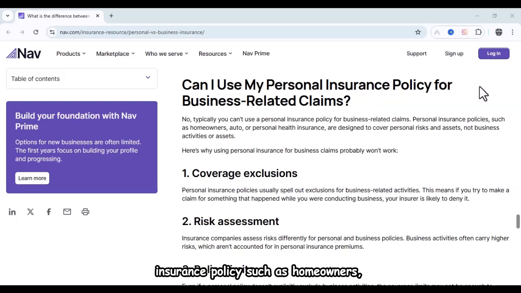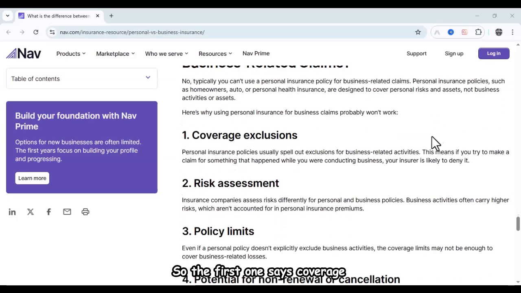Personal insurance policies such as homeowners, auto, or personal health insurance are designed to cover personal risk and assets, not business activities or assets. So here is why using personal insurance for a business claim probably won't work. The first one says coverage exclusion.